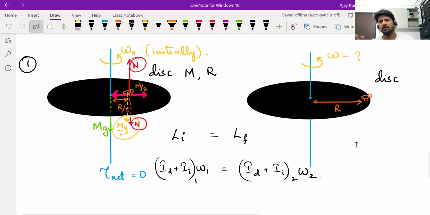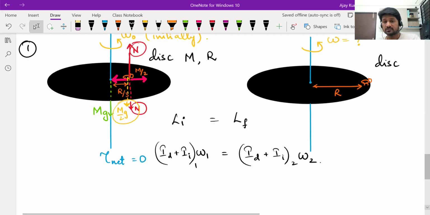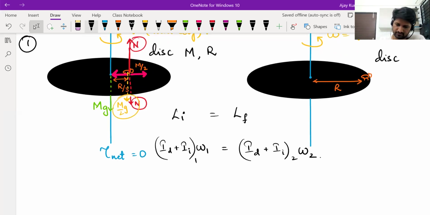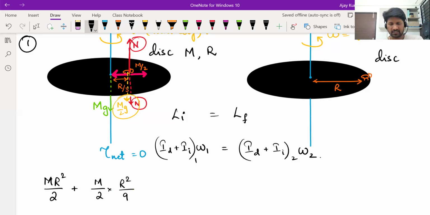Pawan, tell me, how much is the moment of inertia of the disk about the given axis? Sir, mr square by 2. Okay. And how much is the moment of inertia of the insect initially about the given axis? Sir, mr square by 18. Okay. Insect will be treated as a particle. We'll ignore its dimensions. Its mass is m/2 and it is at a distance r/3. You square it, it becomes r square by 9. So mr square by 18.